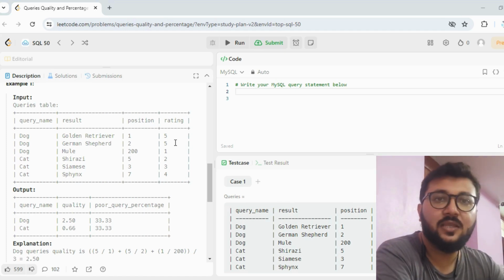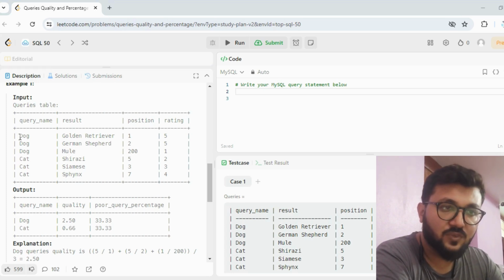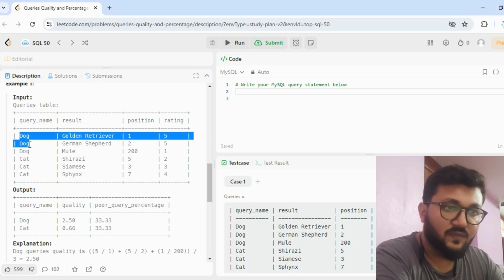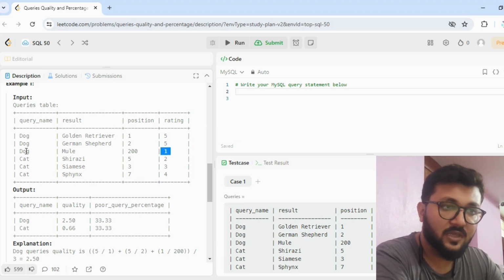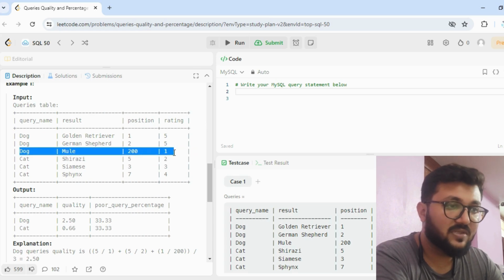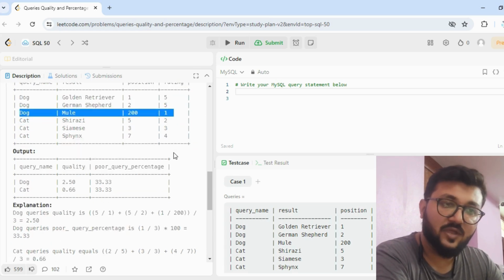So the poor query percentage will be calculated on the basis of the ratings which are below 3. Just consider the dog. In the first two rows you have a rating of 5, and again a rating of 5, but in the third row, for the dog named Mule, the position is 200 and the rating is 1. So this row will be considered for the poor query percentage. Similarly for the cat also.